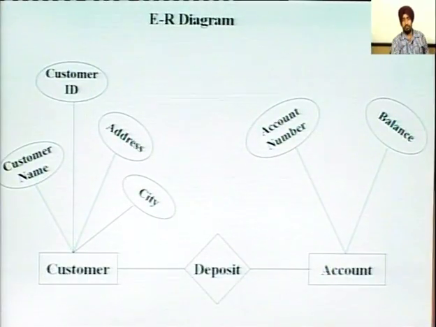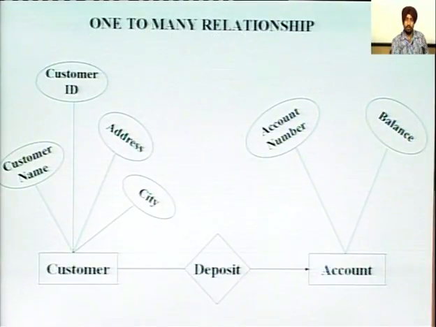This is an example of an ER diagram. Customer is an entity and on the other side account is also an entity. Deposit is the relationship among these two entities. These are the attributes of customer, like customer name, customer id, address and city of the customer, and on the other side the account number and the balance are the attributes of an account.